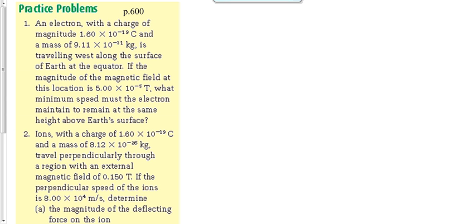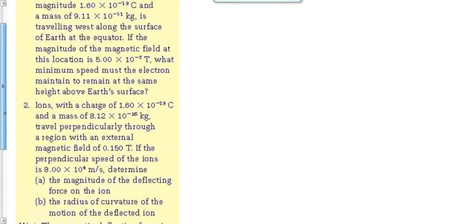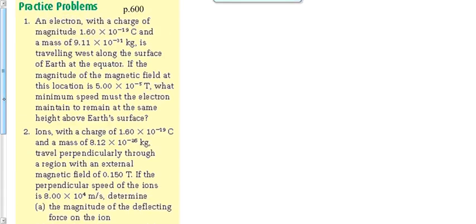All right, let's take a look at questions 1 and 2A on page 600, please. Don't worry about question 2B. On Monday, we're going to take a look at this in a little bit more detail so that we can answer 2B a little bit more. So page 600, questions 1 and 2.